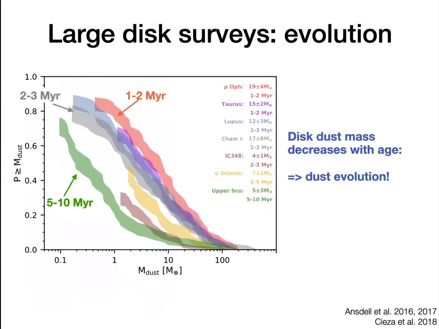So one of the things that we have learned from these large disk surveys are insights on evolution, in particular the dust mass evolution. So we see here the cumulative mass distribution of the protoplanetary disks in these regions in different colors. And this plot immediately shows that overall the disk dust mass decreases with age. And this could be related to the evolution of the dust.